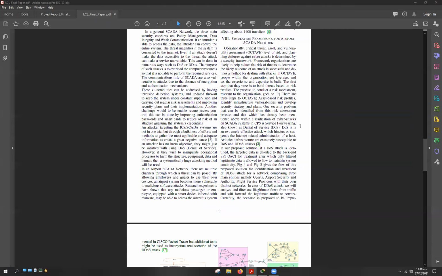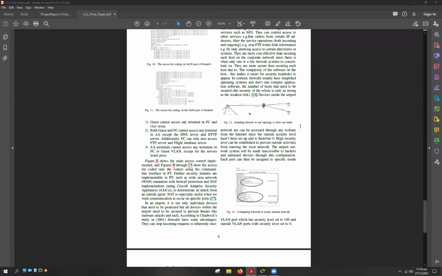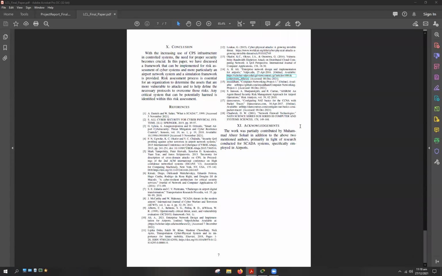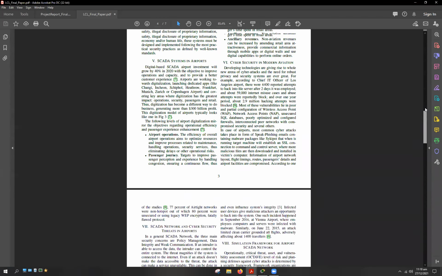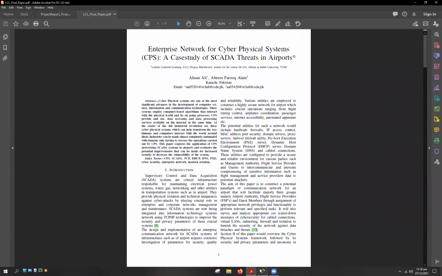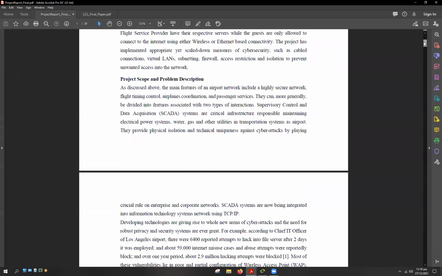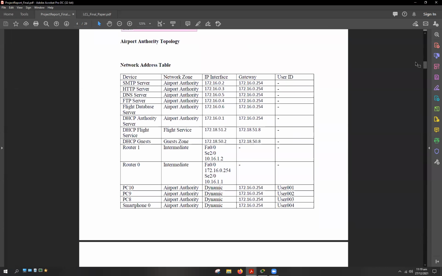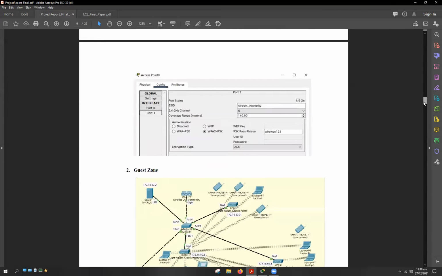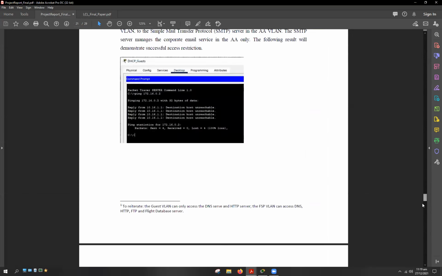So the rest of the research report talks about the simulation framework that we constructed for this project, and what were the security features that we had implemented. I will attach a link of this research report with this video, and apart from that I will also include this final report, which includes all the configuration of the components that we performed within the simulation tool. The simulation tool that we used was Packet Tracer. So this report includes all the configuration for each of the devices that we used within our simulation.